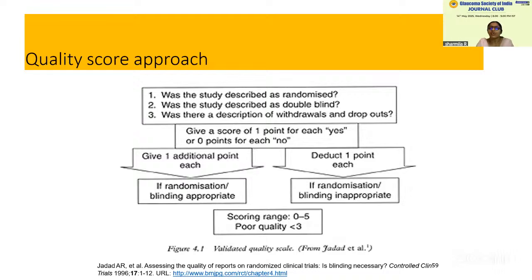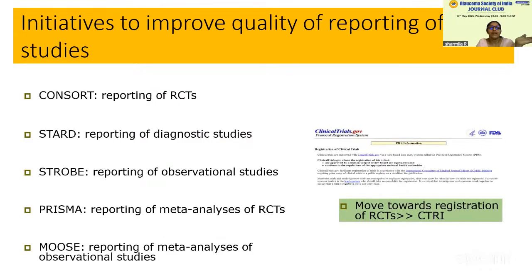They generally give a score of 1 point for each yes for the above questions and 0 points for each no. In addition to that, they give 1 additional point each if the randomization or the blinding method is appropriate, and they deduct 1 point if randomization or blinding is inappropriate. This scoring generally ranges between 0 and 5, and anything less than 3 is considered a poor quality study.